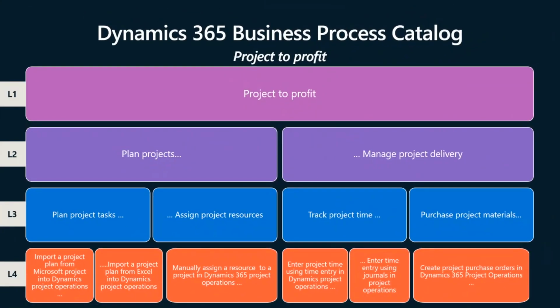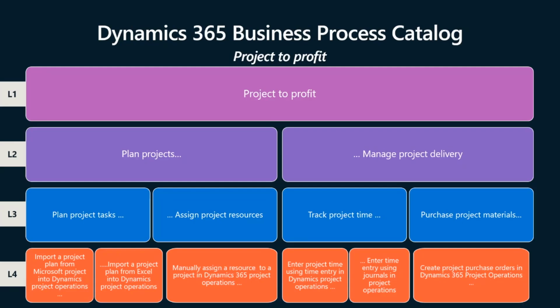So first thing, I would like to show how our Project to Profit recently published business process catalog looks like. So we talk about Project to Profit catalog in 4 levels. Level 1 being the end-to-end process, level 2 being business process areas like plan projects, manage project delivery. At level 3, we cover specific business processes within an area, such as plan project tasks, assign project resources, etc. And please note, this is not the complete list. Just for the tech talk, I have picked few to give you all a better understanding of business process catalog hierarchy. Now, at level 4, we talk about specific scenarios.